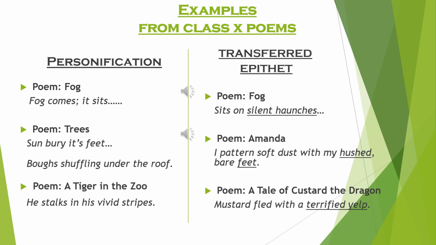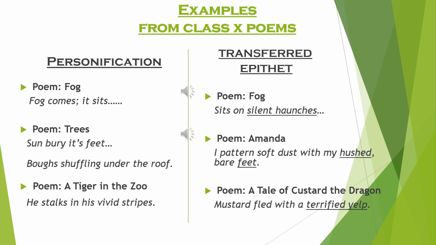Another example is from the poem A Tiger in the Zoo. He stalks in his vivid stripes. He. He is a pronoun used for human beings, used for boys. Now, who is he here? Tiger. So, just by using the word he, just by using the pronoun which is used for human beings, we have personified the tiger. So, it also becomes an example of personification.